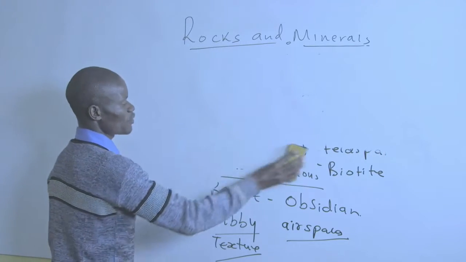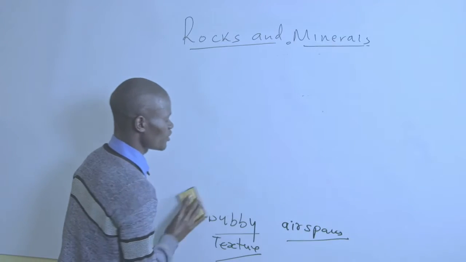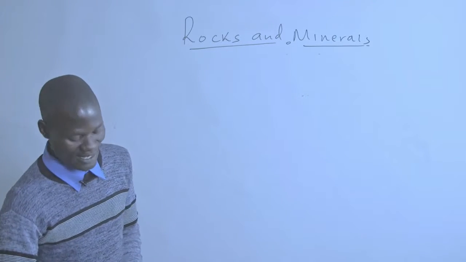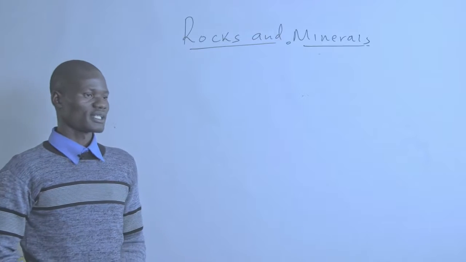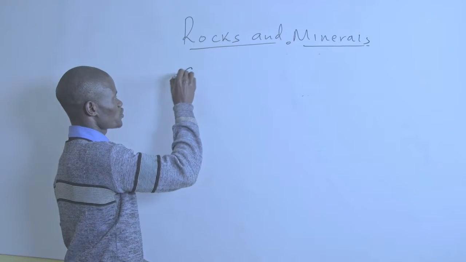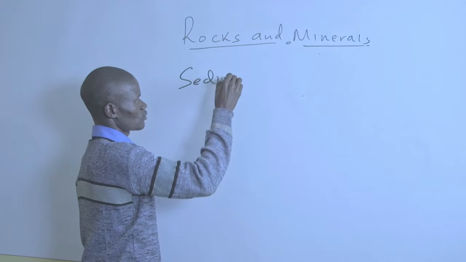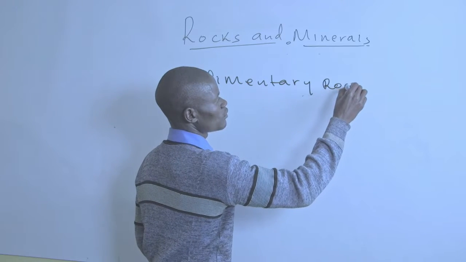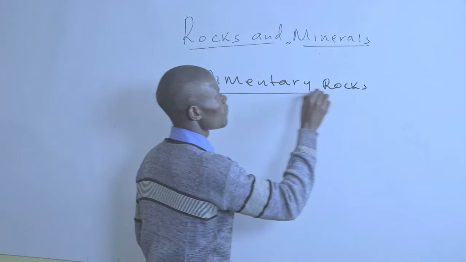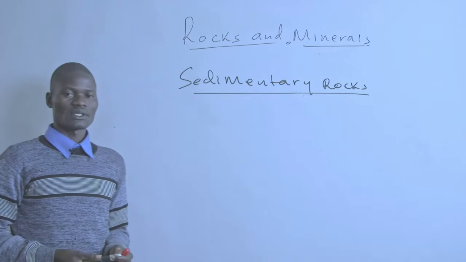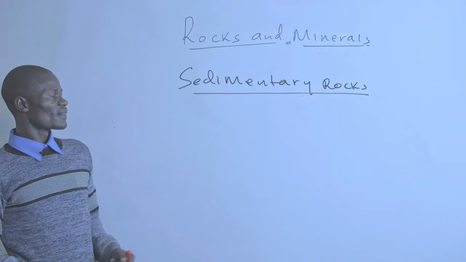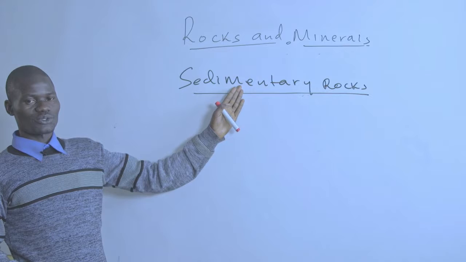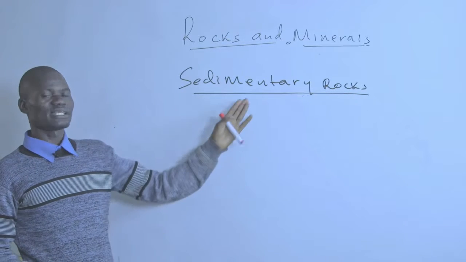That is much more about the rocks, and we have narrowed down to the igneous rocks. We still have another class of rocks that is called sedimentary rocks. As the word suggests, these are rocks that have been formed by sedimentation. Therefore, they are referred to as sedimentary rocks.